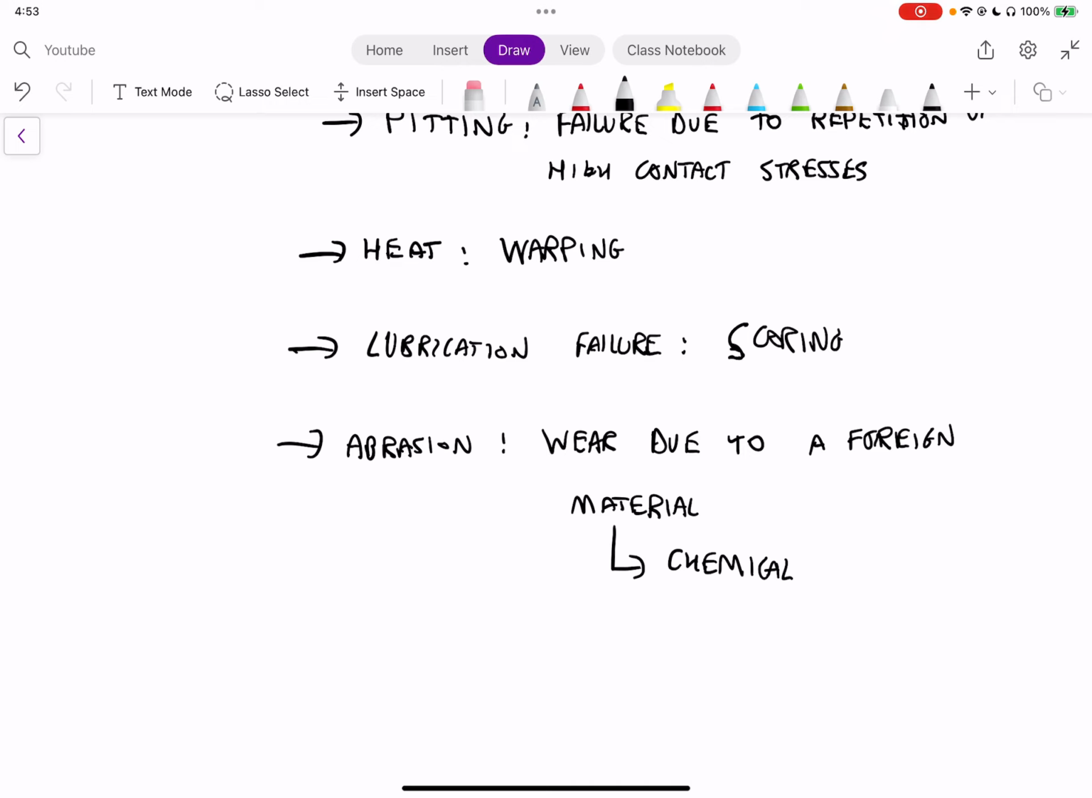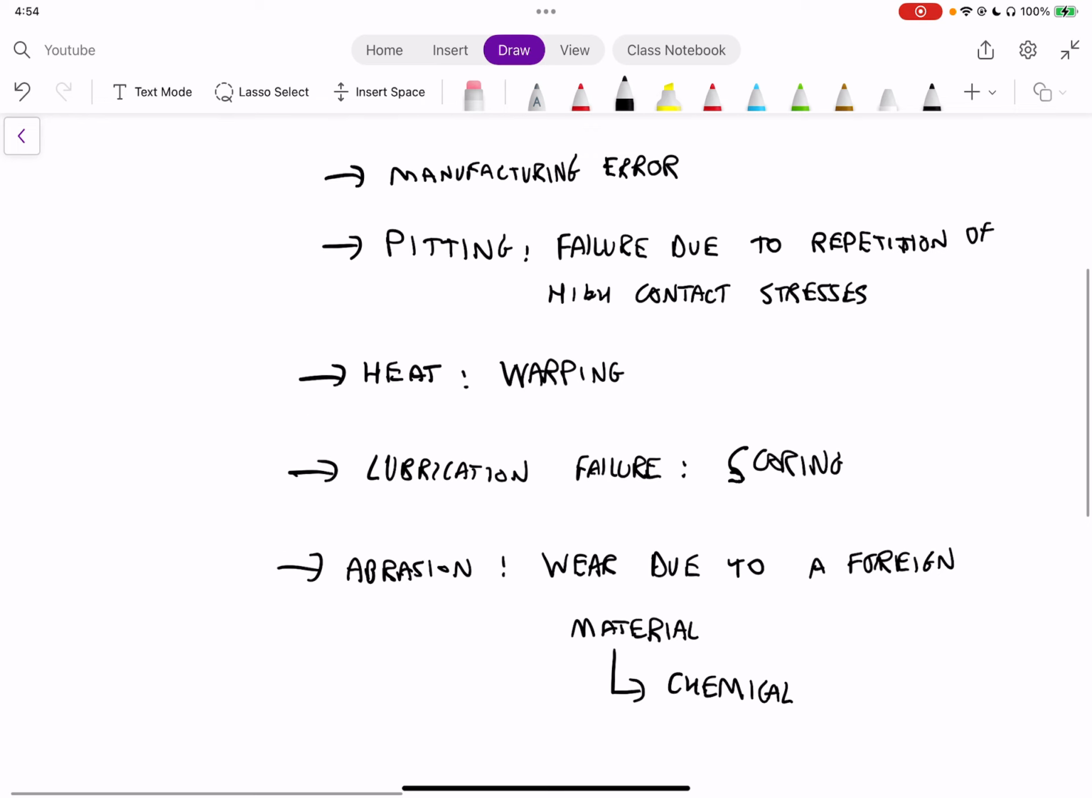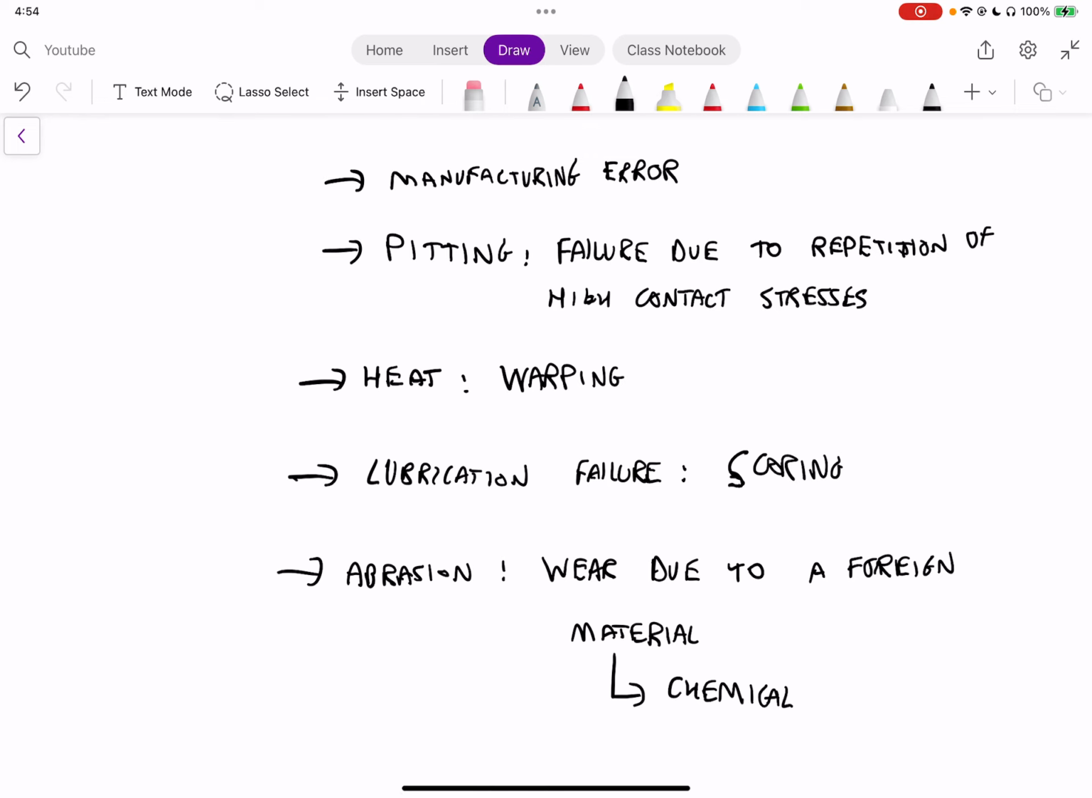Okay, so based on all these errors, we're going to focus on the ones that we can measure and the ones that we can control, right? It's hard to control manufacturing error other than checking that your manufacturing is correct. It's easy to control heat. We can try to reduce the heat from our gears, especially if we know the conditions that are going to happen. Lubrication failure hopefully won't happen. Abrasion also hopefully won't happen.